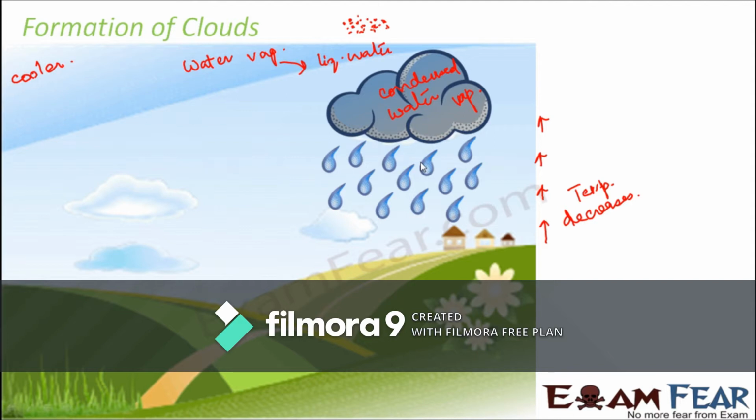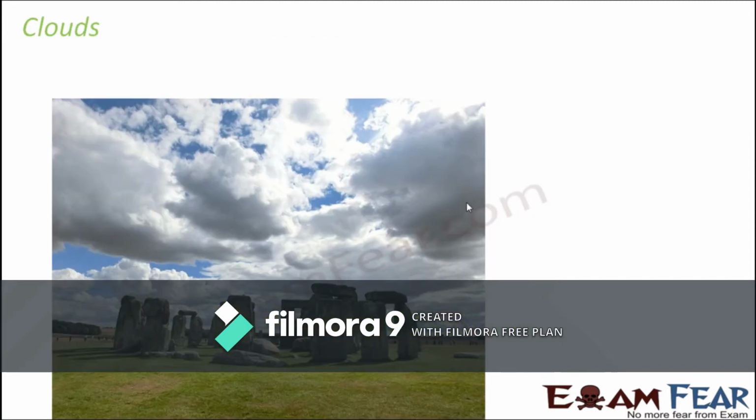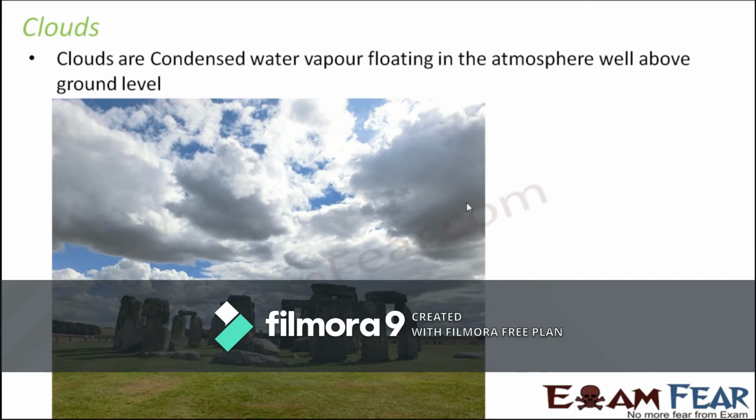So water vapor in the condensed form, in the form of tiny water droplets, that's cloud. But when the cloud becomes very heavy, it falls as rain. And that's how the water vapor gets converted into liquid water. So what we learned is clouds are condensed water vapor floating in the atmosphere well above the ground. So that's why clouds are not very reachable to us.